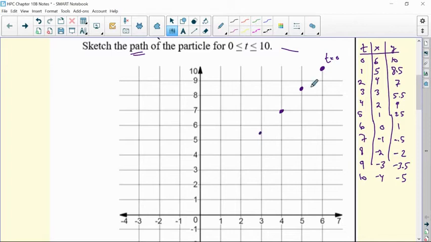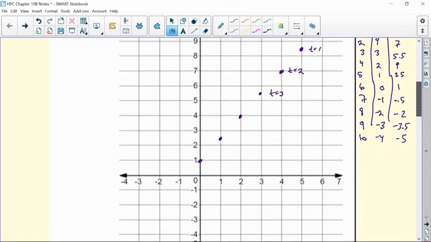And I probably should be labeling: this is time equals 1, and this is time equals 2, and time equals 3, and then so on. So time equals 4, 2, 4. And then we're at 1, 2.5. And then we're at 0, 1. And then we're at -1, and then -0.5. And then -2, -2.